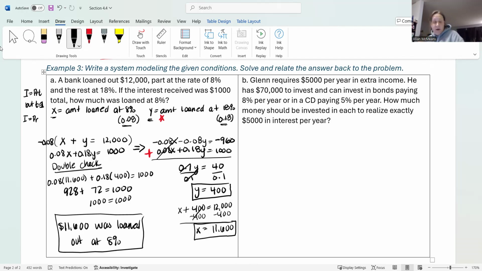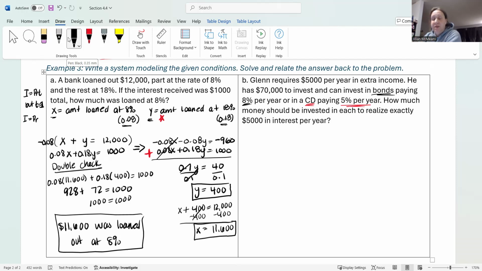So Glenn requires, I'm trying to adjust my very small workspace here. Glenn requires $5,000 per year in extra income. Okay. He has $70,000 to invest and can invest in bonds that pay 8%, and then a CD paying 5%. So those are kind of the two options that Glenn has with his $70,000 investment. How much money should be invested in each to realize exactly $5,000 in interest per year?